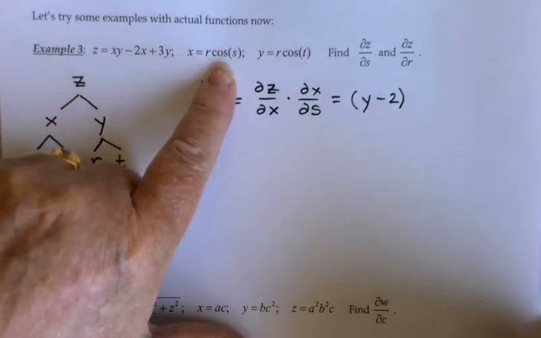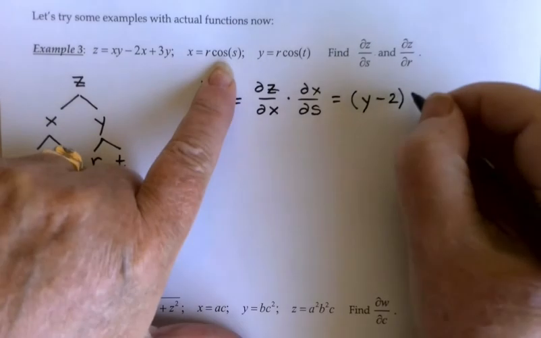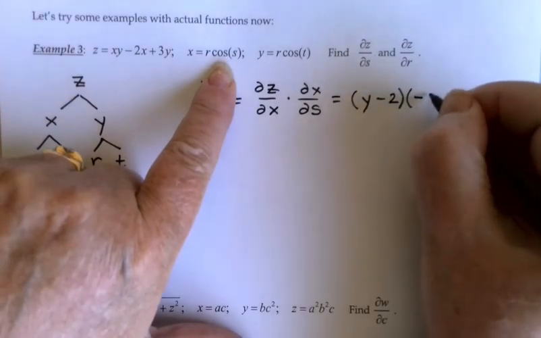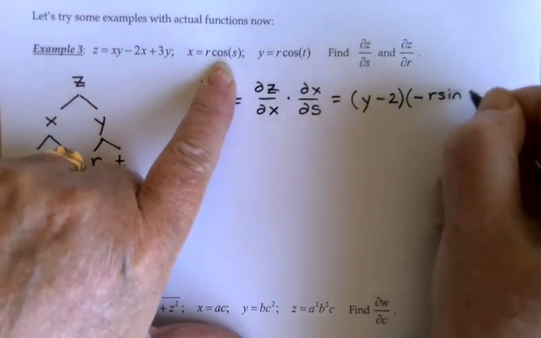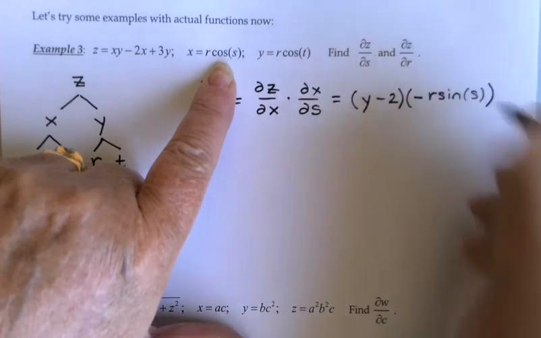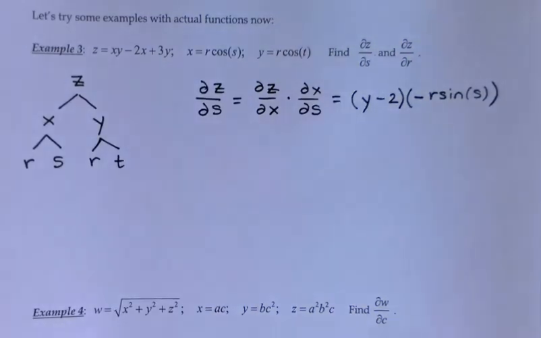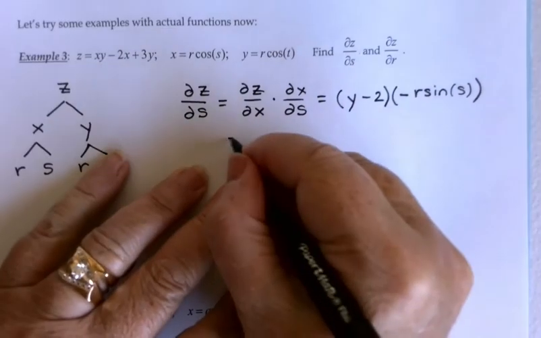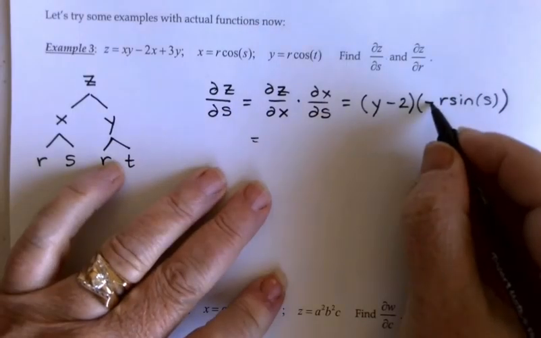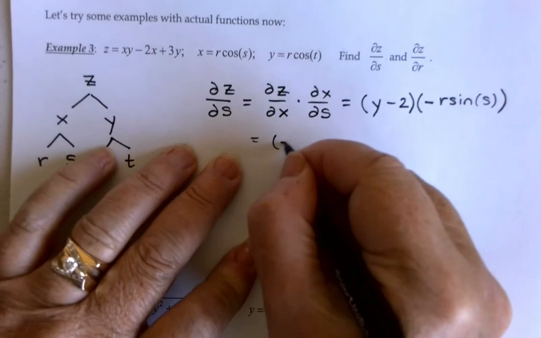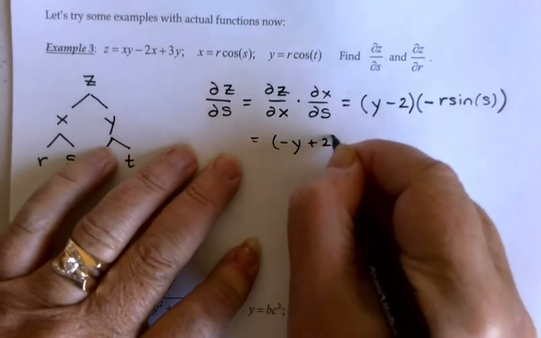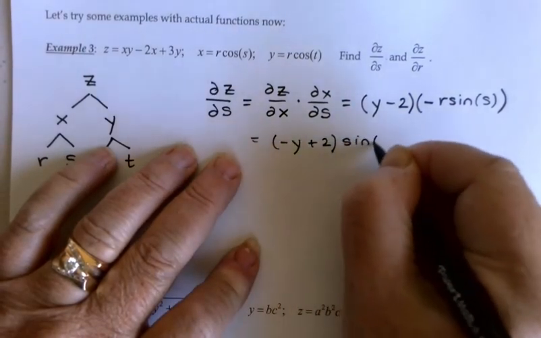Let's see, that'll end up being a negative sine s, so negative r sine s. And that's really it. I could clean it up just a little bit. Maybe I'll bring my negative out and distribute it here. So I'd have minus y plus 2 sine s.